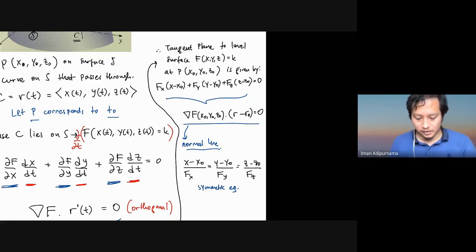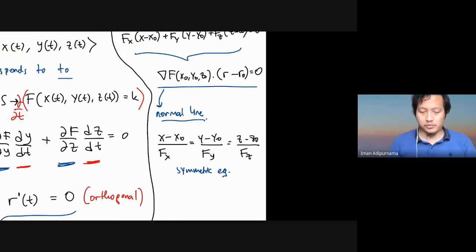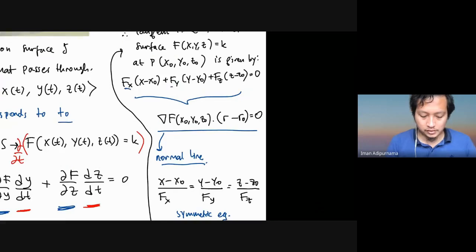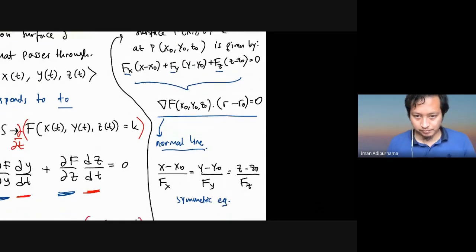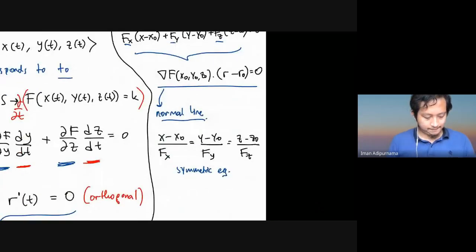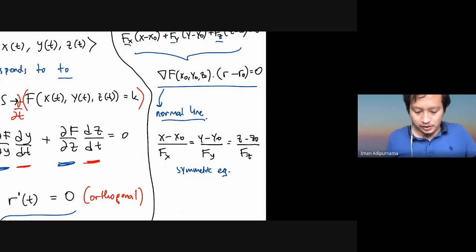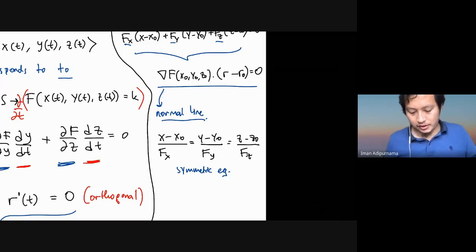Okay. Do you still remember why it's becoming like this? The normal line has the normal direction number, in which we get the normal direction number from here, right? Or if you want to include parametric, you can also include parametric if you want. But I think just this symmetric equation is just fine.